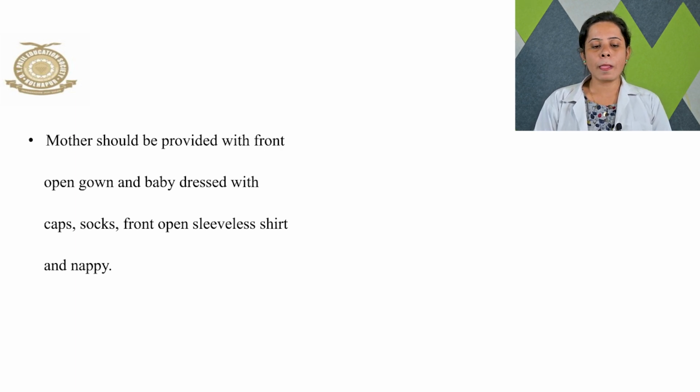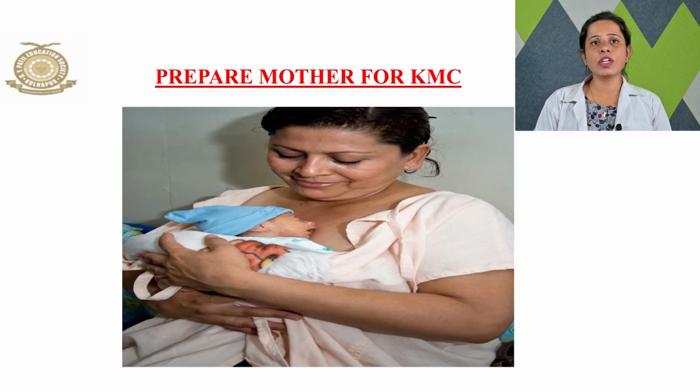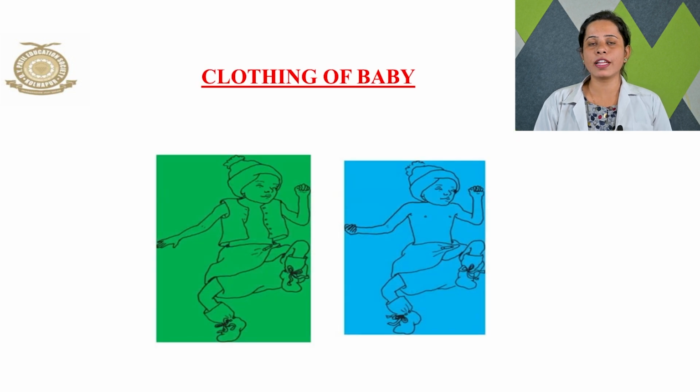Next, in the picture you can see that the mother is wearing the front open gown and the baby is having the socks, cap and front open sleeveless shirt. This is the main position of the kangaroo mother care. These are the clothing of the baby. While giving the kangaroo mother care, we have to put the cap, front open shirt, socks and nappy on the baby. In some cases, we can also avoid some of these.